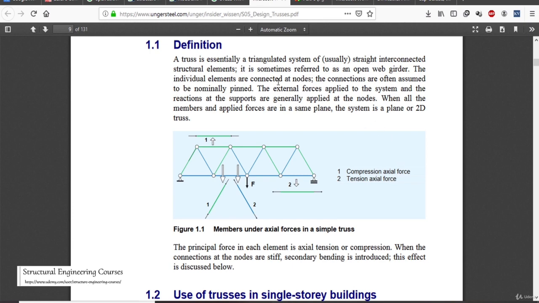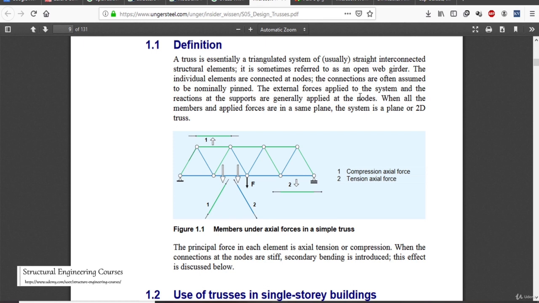So truss is basically essentially a triangulated system that is like this and interconnected structural elements, and it is also referred sometimes as open web girders, and all the connections are normally assumed to be pinned. Again the same concept, that is we do not allow any bending moment to develop at any particular node. So to avoid introduction of bending moment at any of the nodes, all the joints are pinned.